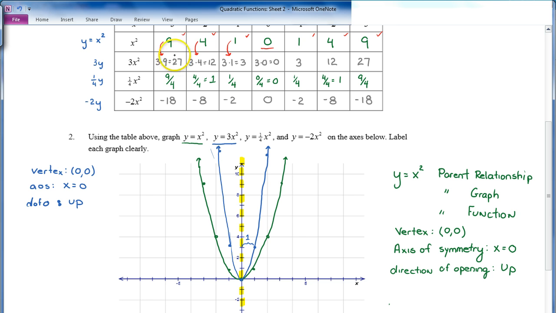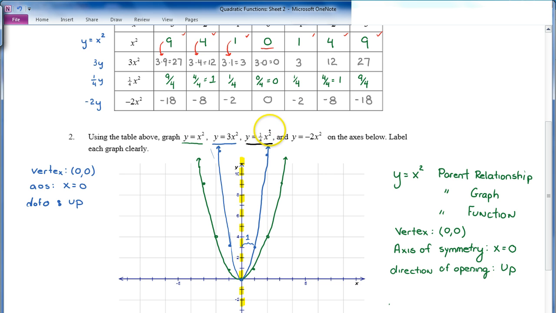9 times 3 is 27. 4 times 3 is 12, 1 times 3 is 3, 0 times 3 is 0, and then continue on. So if we know what our parent graph looks like, we can actually do this relatively quickly without actually including a table of values. So if I sketch my parent graph here, I can take each of these points and just apply whatever the multiplication is here. So I'm going to take, let's do this next one, y equals 1/4 x squared.